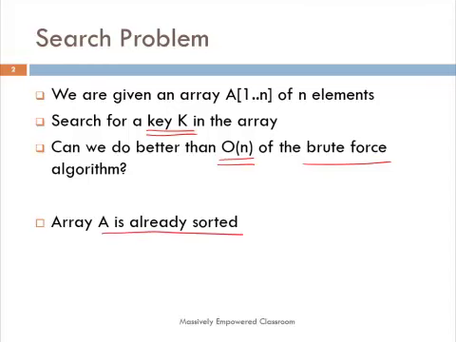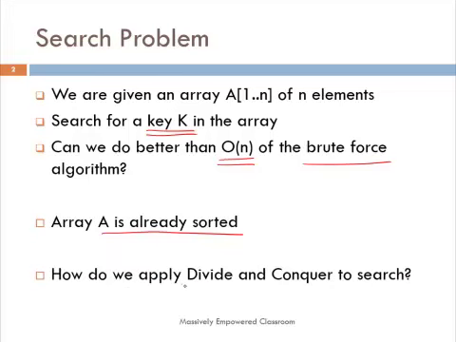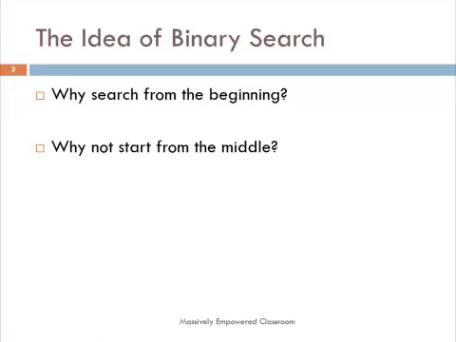For sequential search, there was no requirement that the array should be sorted. Let us now assume that the array is already sorted in ascending order. How can we then do better? How can we apply the idea of divide and conquer to solve the search problem much more efficiently than linear time, order n? Let's begin by understanding the idea of binary search.